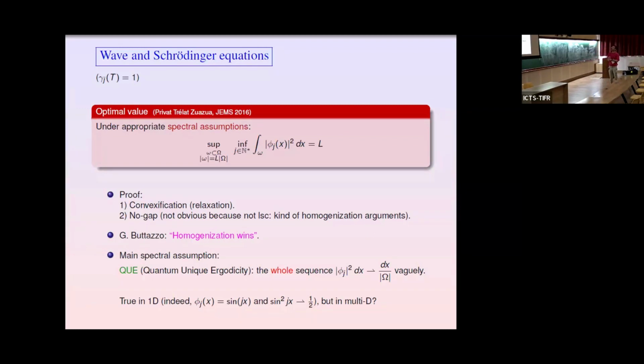Now we are much less happy for hyperbolic equations, wave and Schrödinger typically, where the coefficient gamma j is equal to 1. So now here what we have to solve is this problem: the maximum over all subsets omega of the infimum over all modes of the integral of phi j square restricted on omega. At least what we are going to prove, under strong spectral assumptions, and I will say unreasonable spectral assumptions, is that we are able to compute the optimal value of this problem. We are able to prove that this supremum is equal to capital L, which is only a partial result.